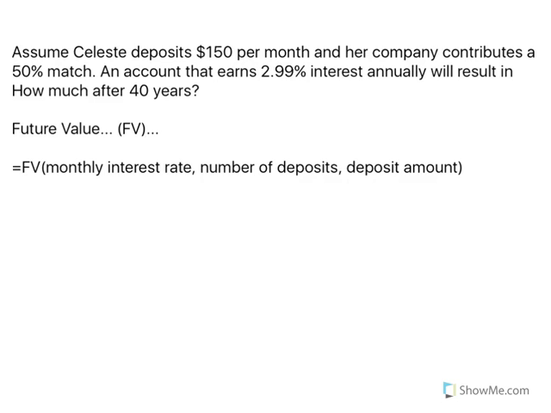401k plans develop over time, and there's got to be a way for us to figure out how much we're going to have in our account after a certain number of years. So we're going to keep with Celeste, and $150 a month. Her company contributes a 50% match. She's earning 2.99% interest annually. How much will she have after 40 years?